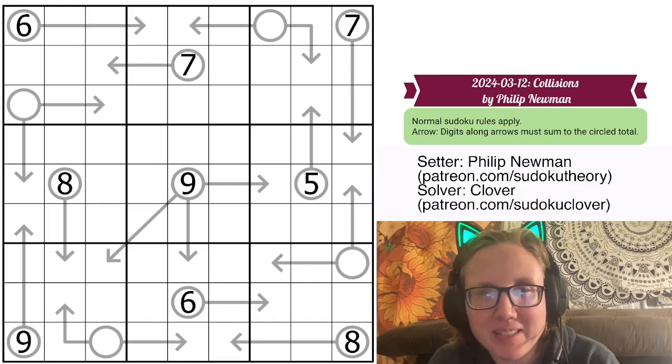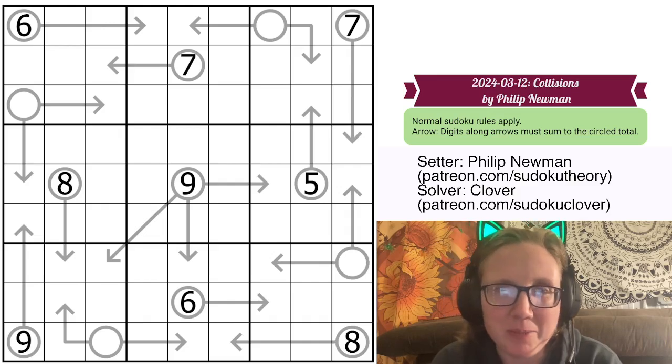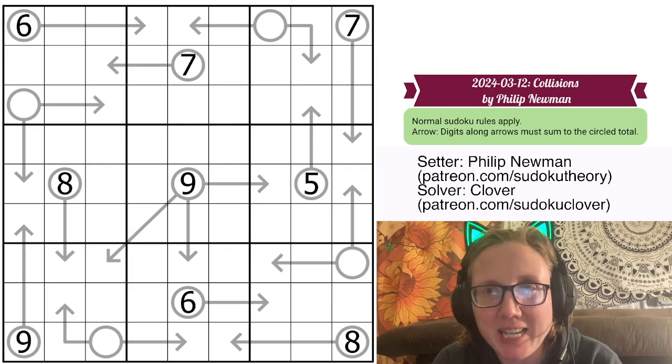Hello, my friends. Today we're going to be solving an arrow Sudoku called Collisions. This is by Philip Newman, and it was originally posted in GAS on March 12th, 2024.